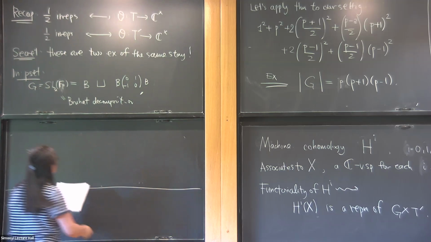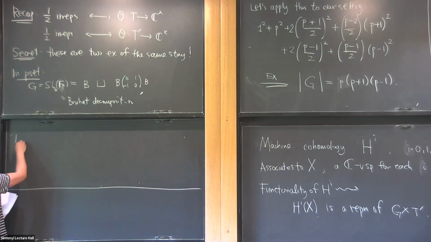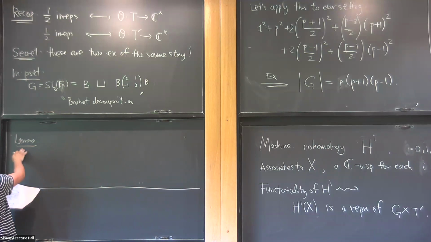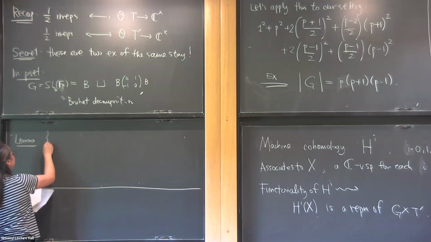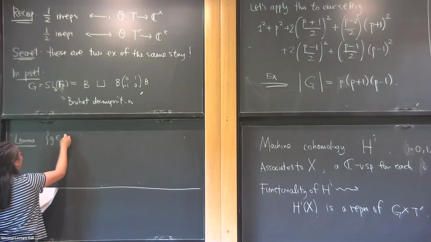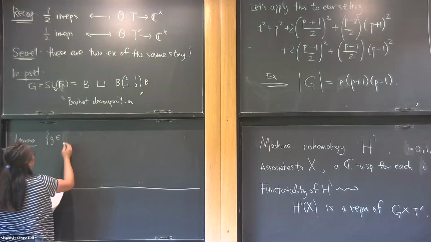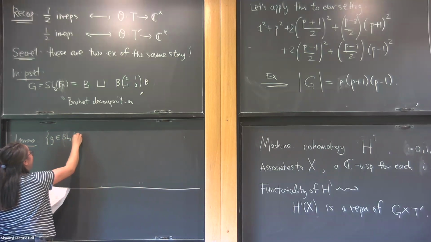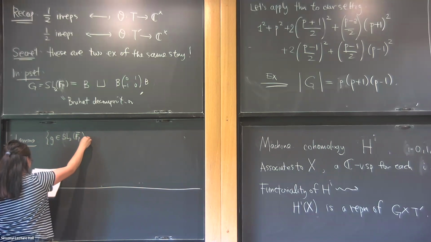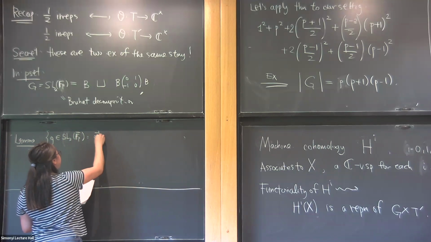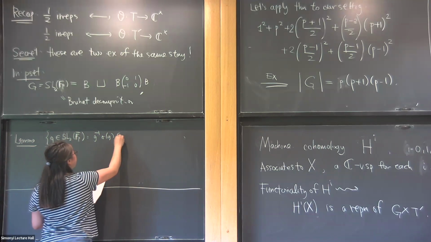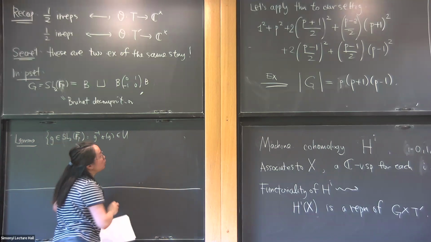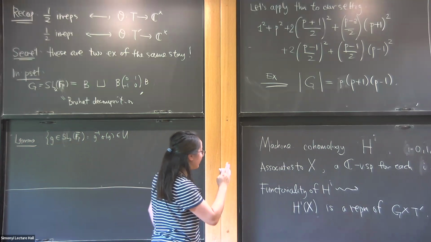Okay, and so here's the lemma, which is an exercise. This is also in the problem set. If you take all g in SL2(F_p bar), where g inverse sigma of g is inside U, which I didn't introduce yet.